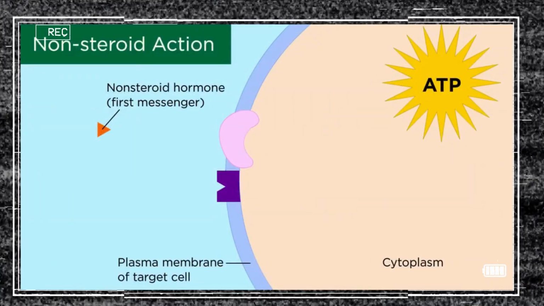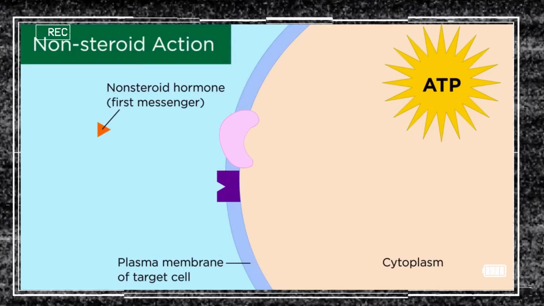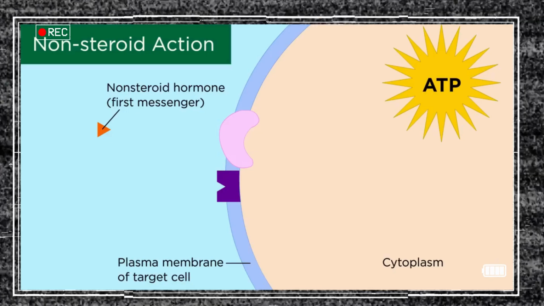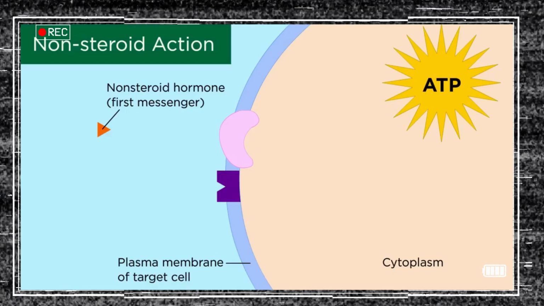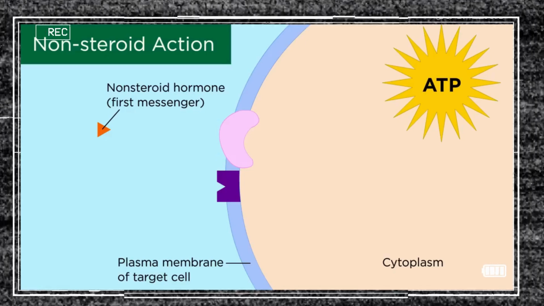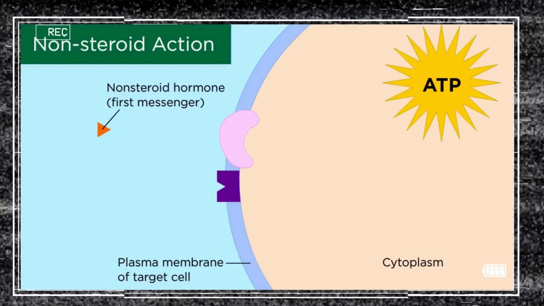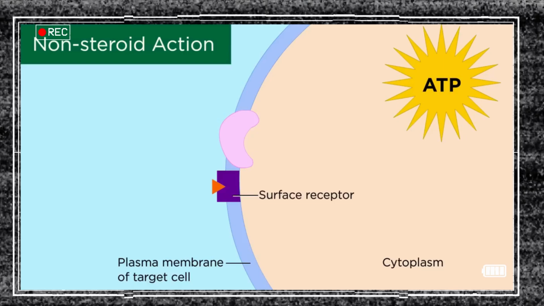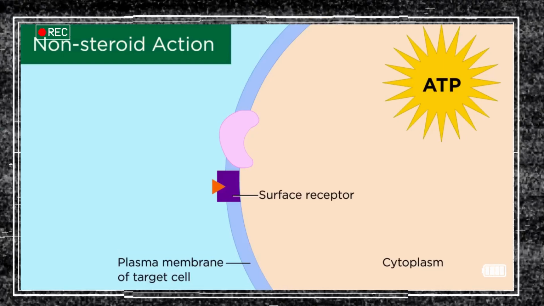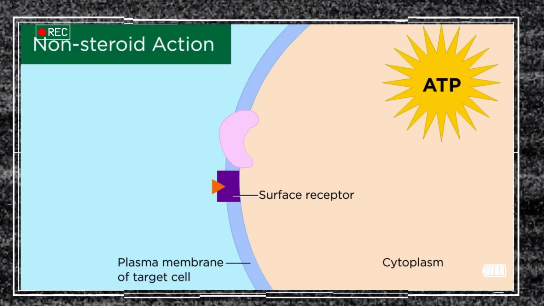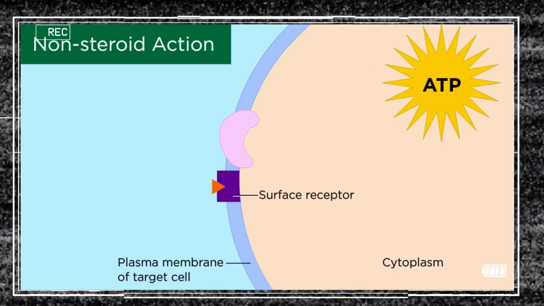There are two main mechanisms for which a hormone can affect a target cell. The first is by a non-steroid action. This mechanism is employed by an amino acid hormone or a peptide hormone. These hormones cannot freely cross a membrane on a target cell, so it first acts by binding a cell surface receptor. There is then an intracellular signaling cascade that occurs in order for the desired effect to take place.